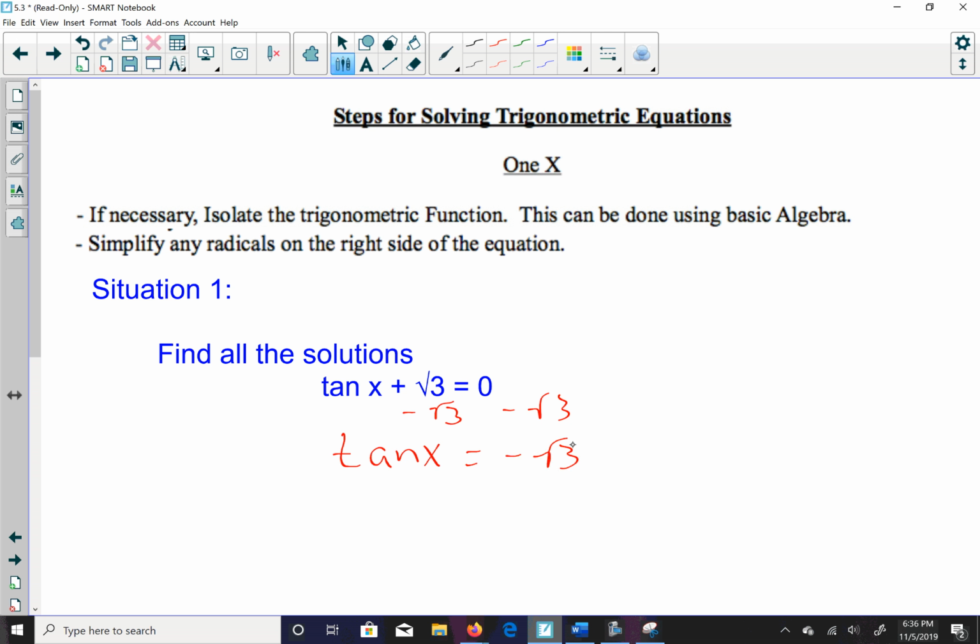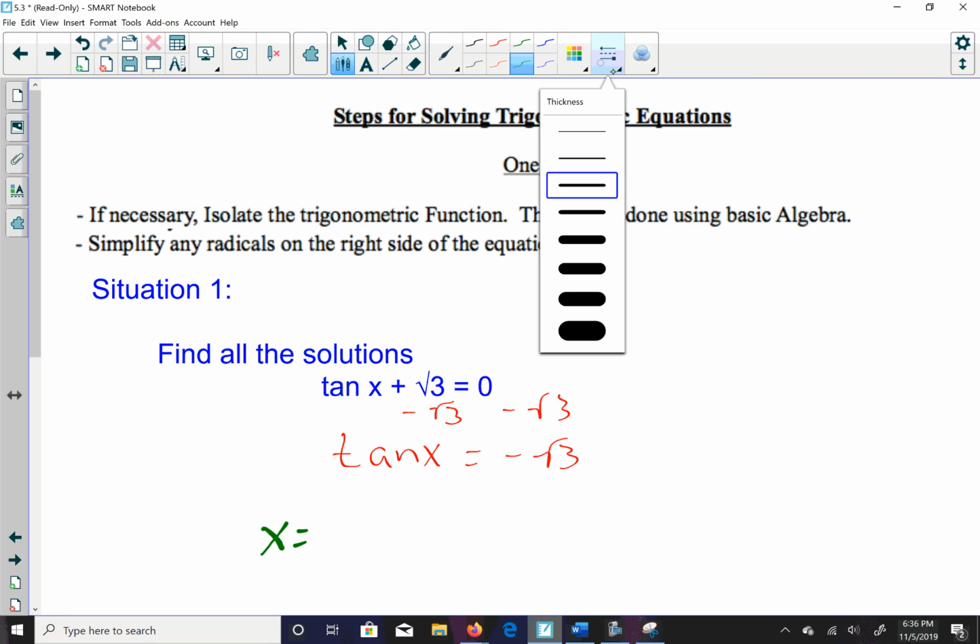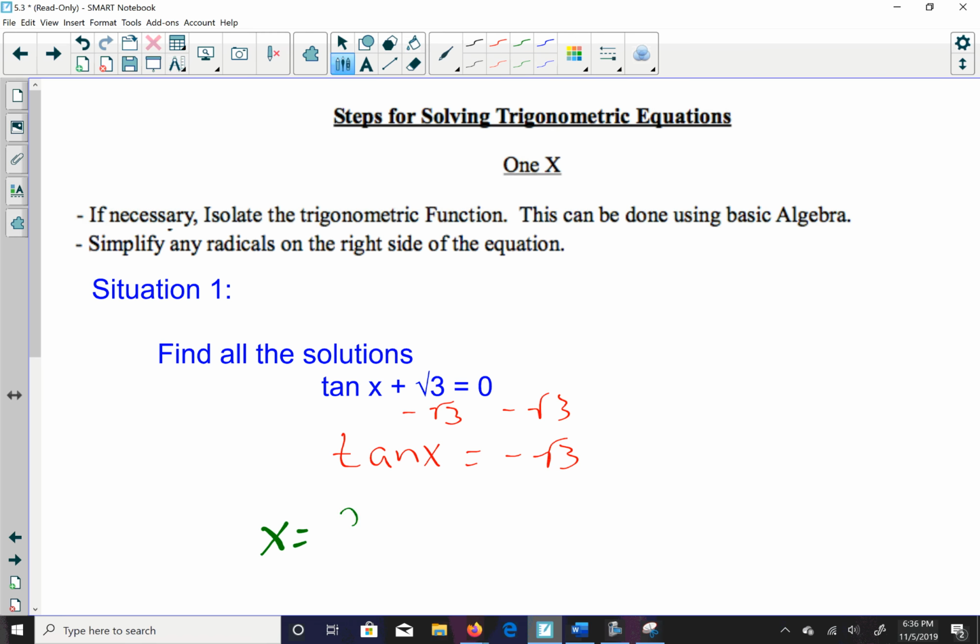Then I'm looking on my unit circle. I'm asking myself, when is the tangent equal to a negative square root of 3? And I come up with that. That happens when x is equal to, and that will be not pi over 3, 2 pi over 3, because it's negative. And the next time that the tangent would be negative would be in the fourth quadrant, which would be 5 pi over 3. Once I pick this denominator of 3, that denominator is going to stay the same.